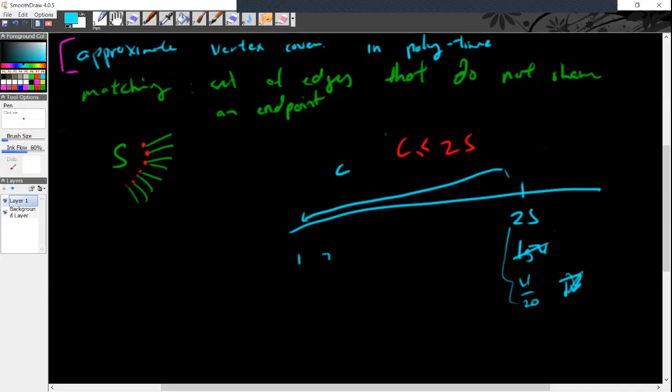C could be 1, C could be 2. Okay, C can't be 1, that would be a bit obvious to disprove. But C could be like 20. C could be like square root of log V or whatever, right? The point is that C could be really small. If I put that in green, C could be really small, and your proposed solution could be really big. And there's not really a good ratio between these two.